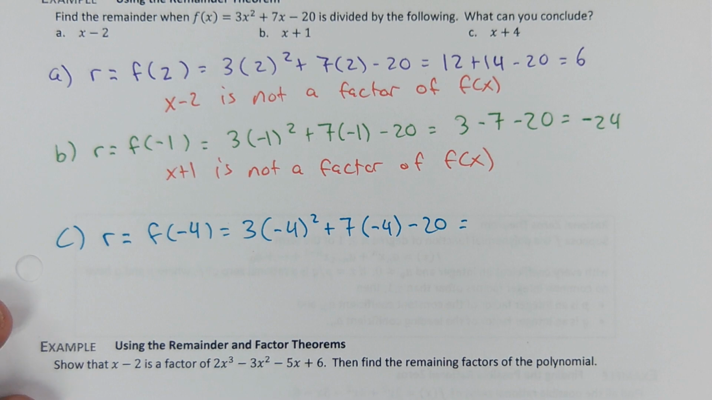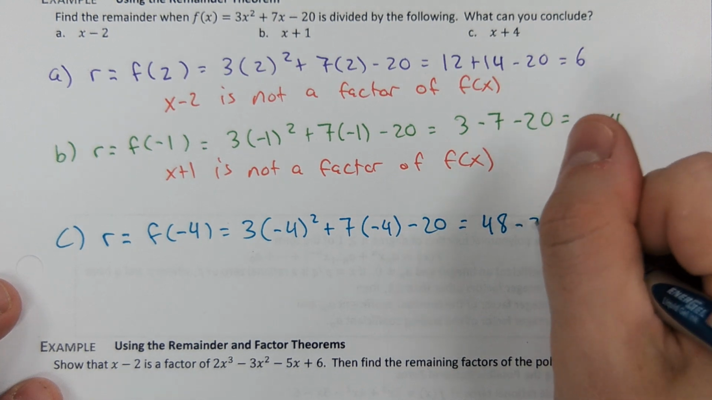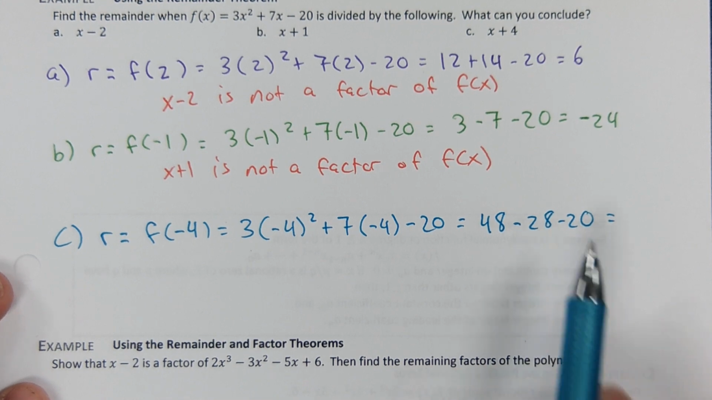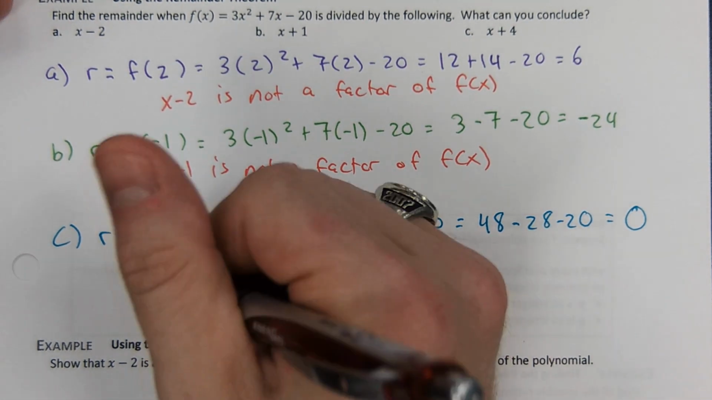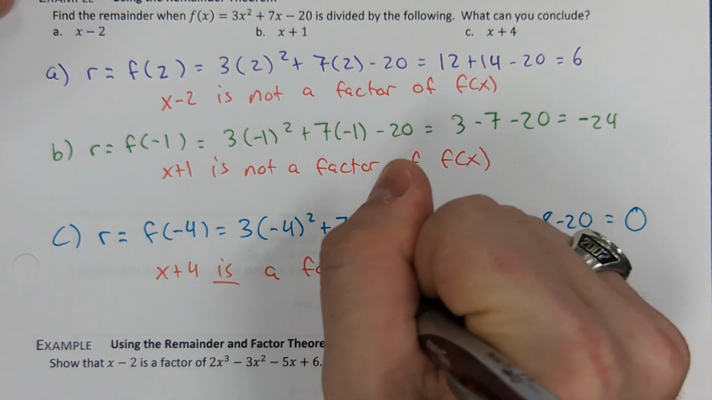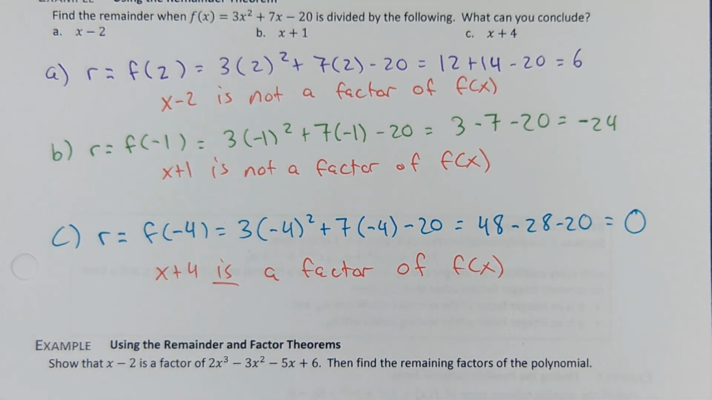See, negative 4 squared is 16. 3 times 16 is 48. 7 times negative 4 is negative 28. 48 minus 28 is 20, and 20 minus 20 is 0. The remainder is 0. There is no remainder when I do the division. Since there's no remainder when I do the division, I am guaranteed that x plus 4 is a factor of f of x.